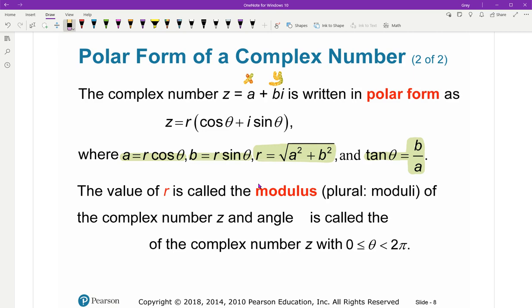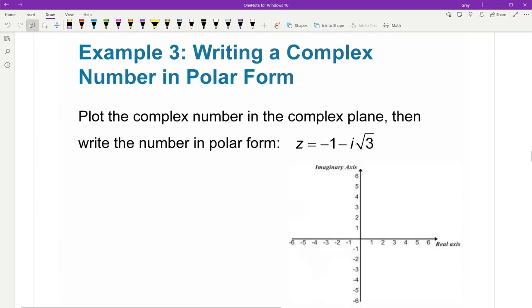There we go. r is called the modulus, and theta is called the argument. Okay, so writing a complex number in polar form, what do you have to be able to do? All right, so we've got z equals negative 1 minus i square root of 3. Okay, first off, they want us to plot that number in the complex plane.